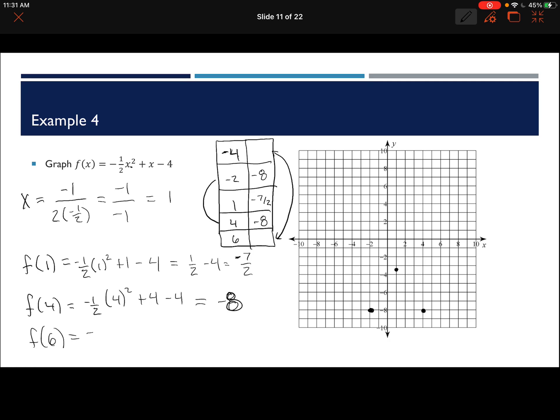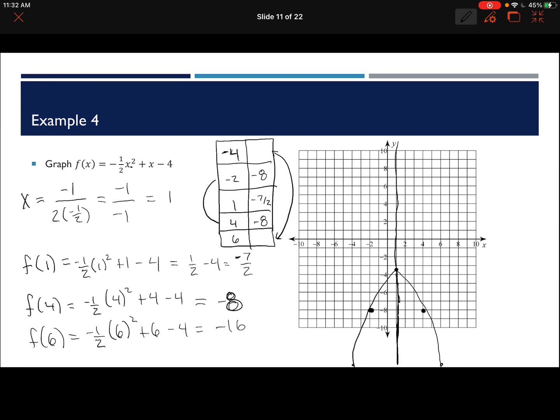So f of 6 is going to equal negative 1/2 times 6 squared plus 6 minus 4. 36, half of that is negative 18. Negative 18 plus 6 is negative 12. Minus 4 is negative 16. So 6, negative 16, we'll just say is down here. And negative 4, negative 16 is going to be over here. So when we draw a parabola, we still get the basic shape. But you get the point, that we always have symmetry around this. Our axis of symmetry is going to go through x equals 1.